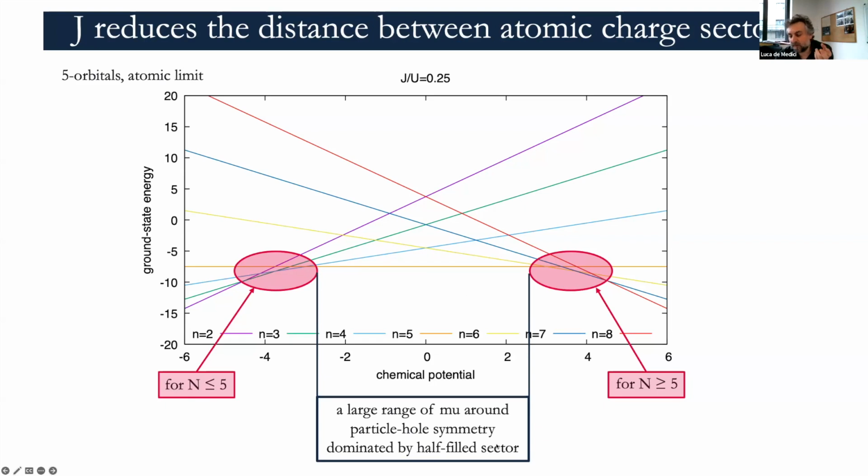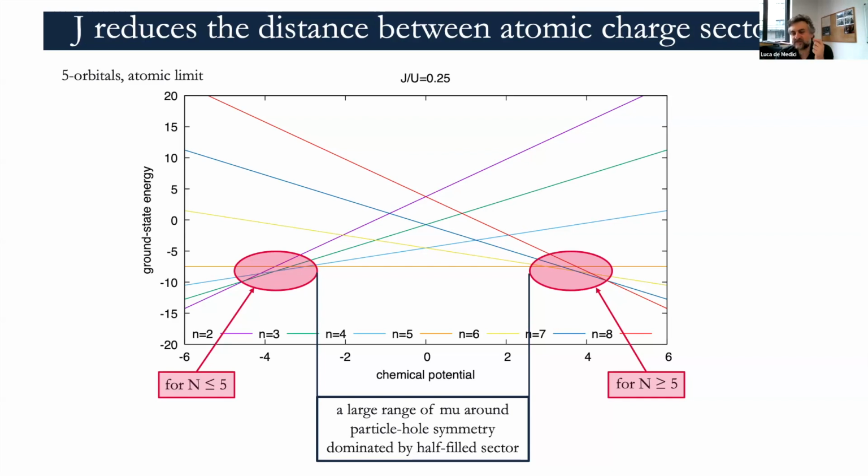So what this means is that Hund's coupling puts charge sectors close in energy when you have electrons more than half or less than half, and at particle symmetry, it rather pushes all the sectors away in energy, and so it increases the gap to charge excitation, but only for half filling. For out of half filling, it actually reduces it.